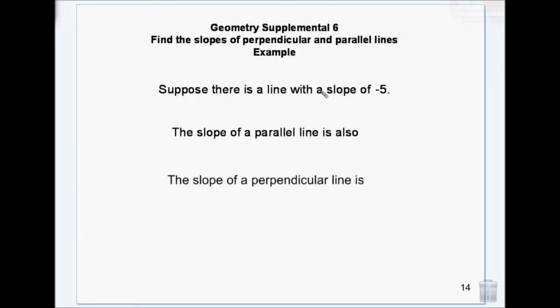So we have a line, it has a slope of negative 5, it's going down like this pretty steeply. The parallel line would have a slope of negative 5. And the perpendicular line would be the opposite and flipped, or the negative reciprocal, so it would be positive 1/5.